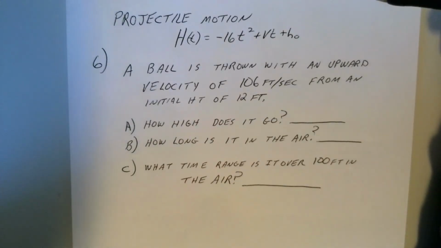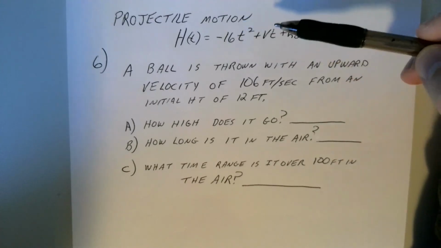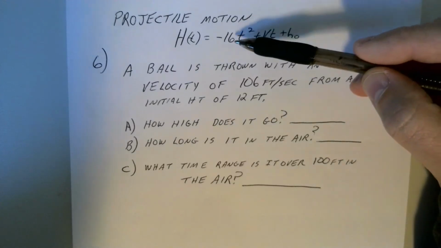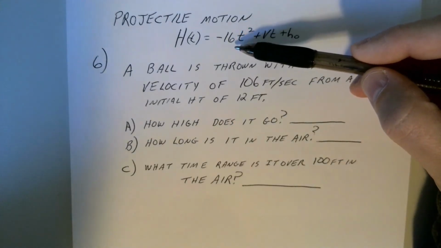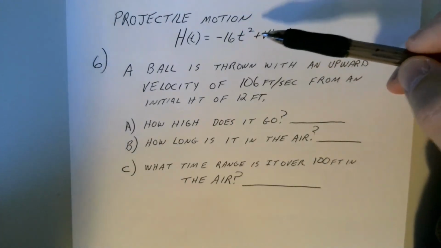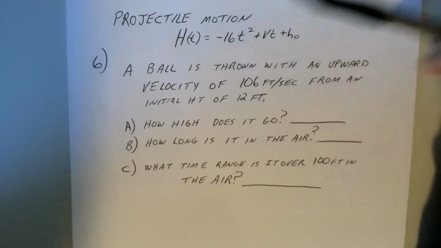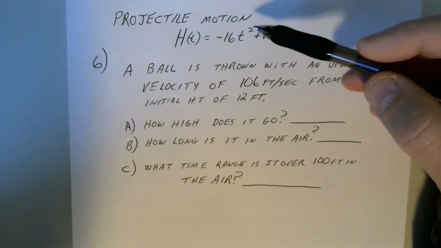Now, I want to be clear on this. If you did this in physics class, lots of times you don't use feet, you use meters. So instead of this 16, you might have a 1/2 and a 9.8, or you might just have a 4.9 in there. Okay, so what is t?